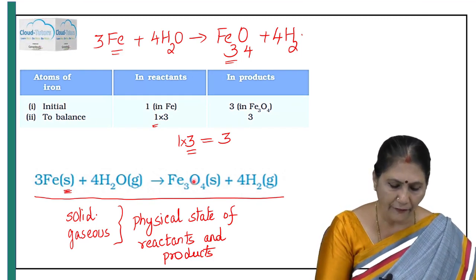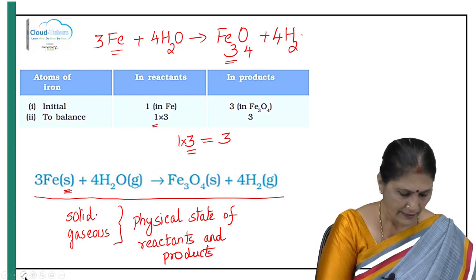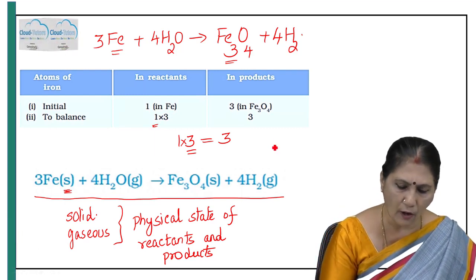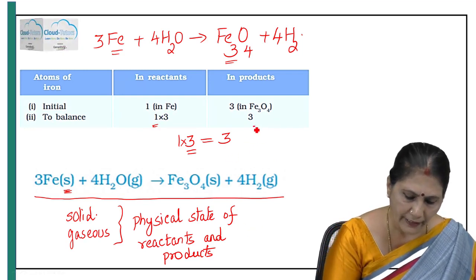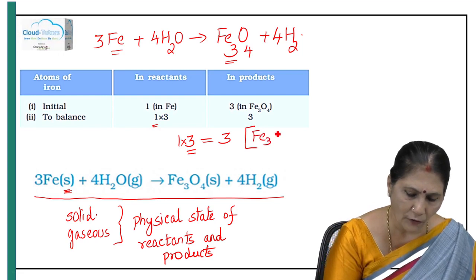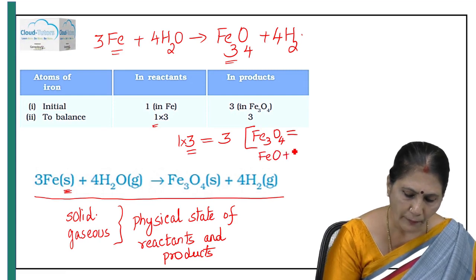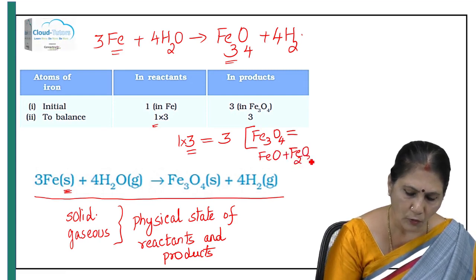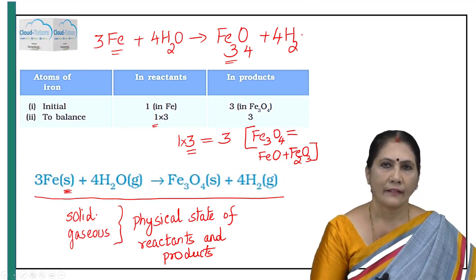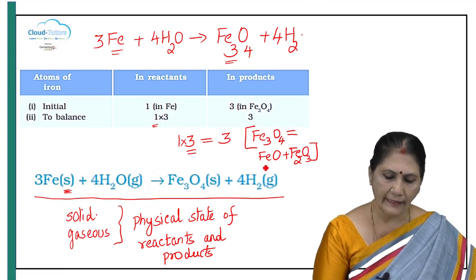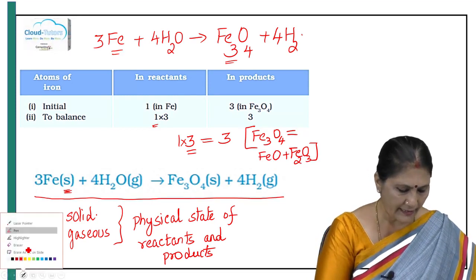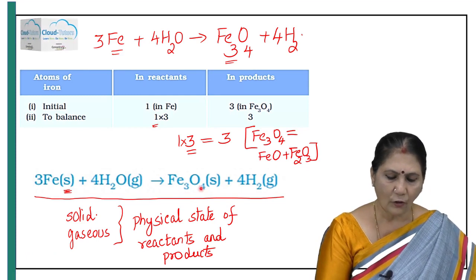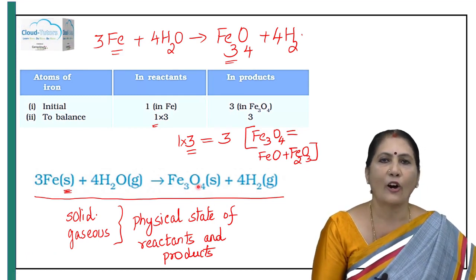Truly speaking, this Fe3O4 is a combination of, let me tell you, Fe3O4 is actually a combination of FeO plus Fe2O3. That is why the formula comes as Fe3O4. You can see here, the formula is Fe3O4. So it is known as ferroferric oxide.